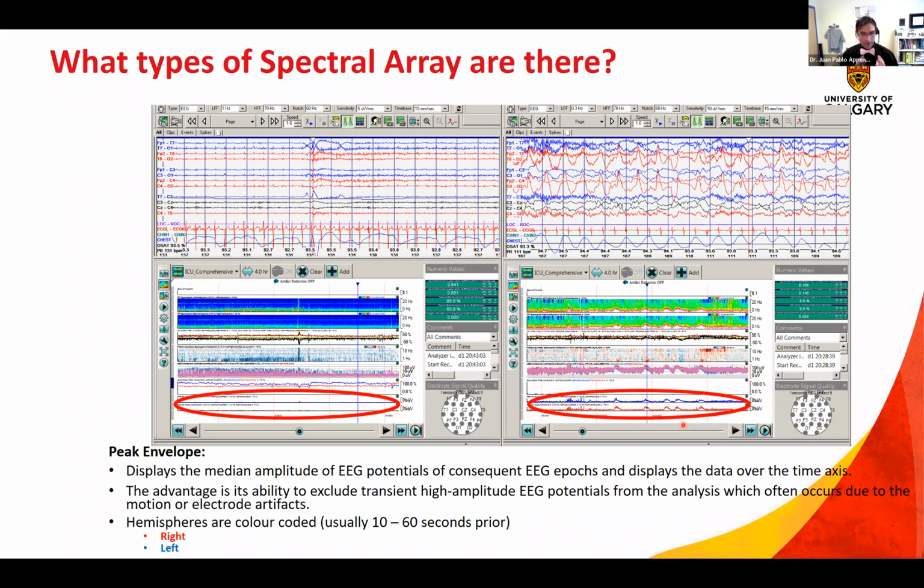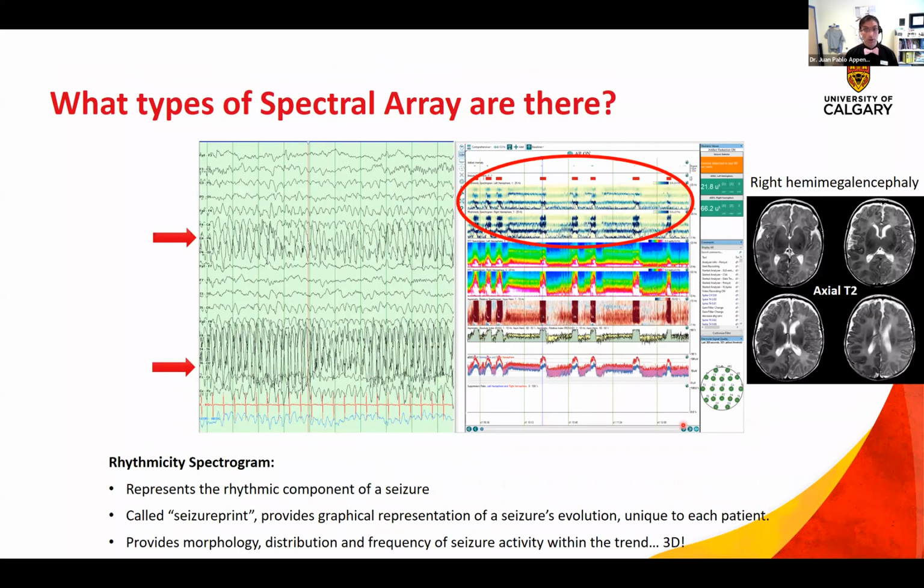The advantage of this is the ability to exclude transient high amplitude EEG potentials from the analysis, which often occur due to motion or electrode artifact. The problem with newborns is that the electrodes move quite a bit because they are paste based and not glue. And then you have the rhythmicity spectrogram, which tells you whether a certain activity is rhythmic or not. Seizures tend to be rhythmic, as you can see in this patient with right hemimegalencephaly, in which you can see frequent seizures occurring many times. This is a 3 hour recording, and you can see how frequent the seizures were.